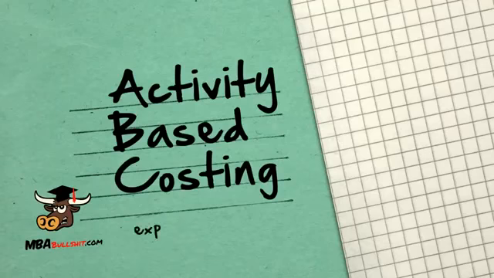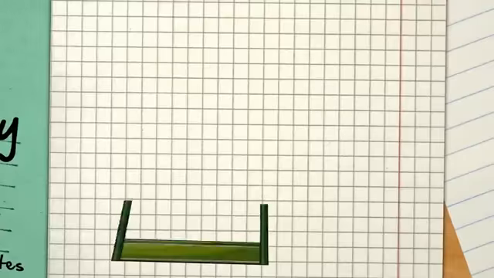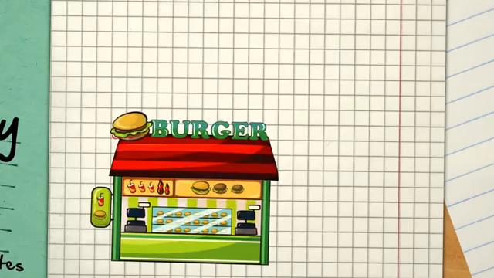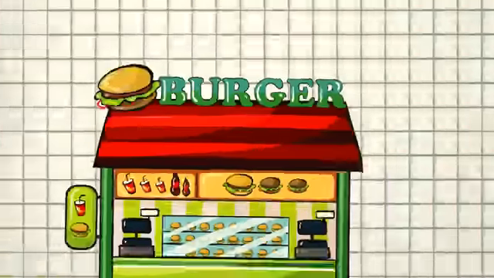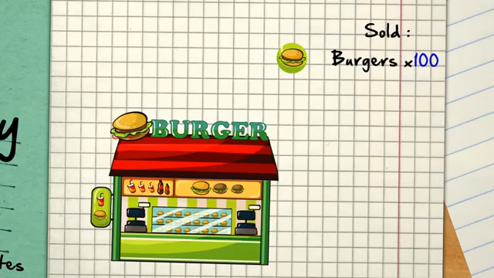Activity-based costing explained in 3 minutes. Imagine you have a small takeout joint selling burgers and lemonades. This month, you sell 100 burgers and 100 lemonades, for a total of 200 items.